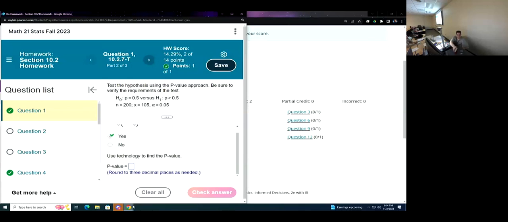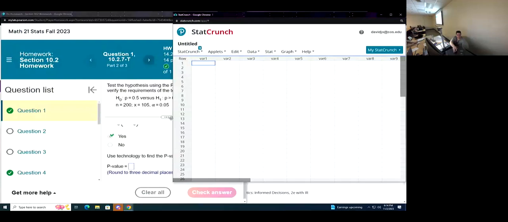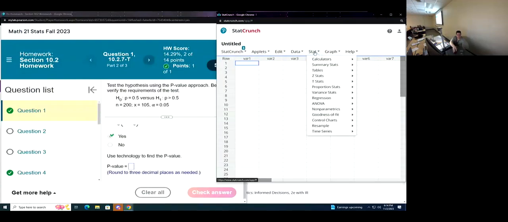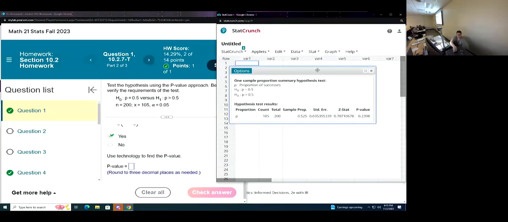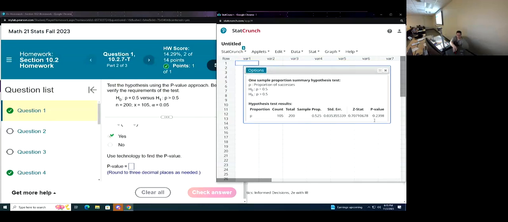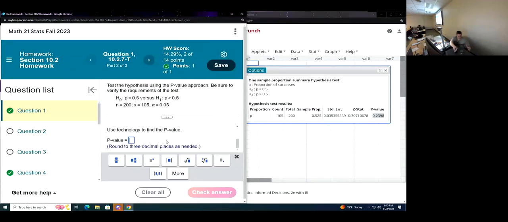Then it says use technology to find the p-value. Then we're going to go stats, proportion stats, one sample with summary. X is the number of successes. That's 105. N is 200. And we're doing the hypothesis test. P equals 0.5, HA is P is greater than 0.5. And we click compute and we get our p-value is 0.2398, to 3 decimal places, 0.240.